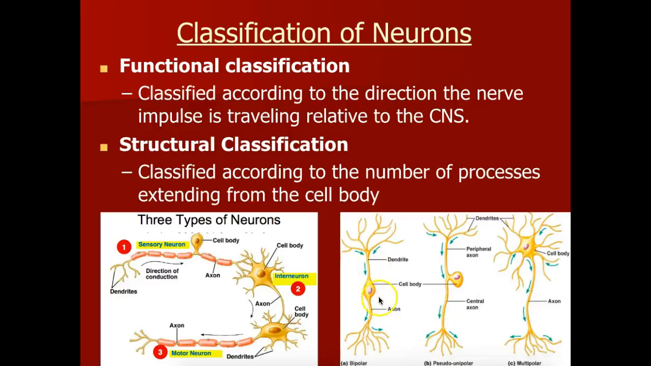And over here you see this is the cell body. It has two extensions, so I'm going to call that one bipolar. This one only has one extension connected to it, so I'll call it unipolar. This one has several. Look at all those dendrites around the body, and we'll call that one multipolar.